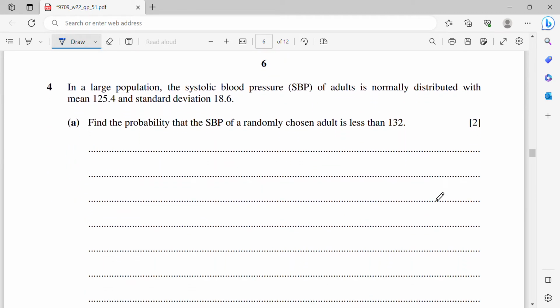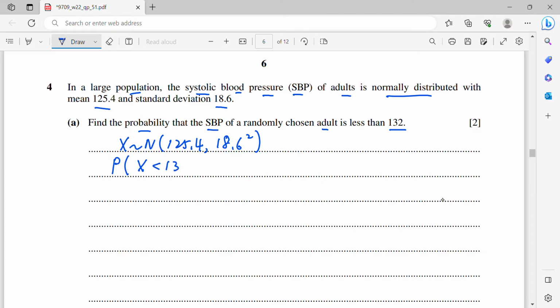Now question 4. In a large population, the systolic blood pressure, SBP, of adults is normally distributed with mean 125.4 and standard deviation 18.6. Now find the probability that the SBP of a randomly selected adult is less than 132. So now I will write X is normally distributed. The mean is 125.4. We always write down the variance, so variance is the square of the standard deviation, which is 18.6 squared. Now you need to find the probability that X is less than 132.